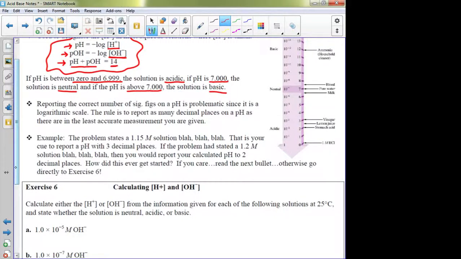All right, how do we do sig figs for pH? We take the least accurate measurement. So we take the least number of sig figs in the problem. So let's pretend this is the least number of sig figs. How many sig figs is 1.15? 3. So I go to the least accurate measurement, and then I report my pH in that many decimal places. So how many decimal places would I need in the pH of this? 3. And we'll practice with that as we go.